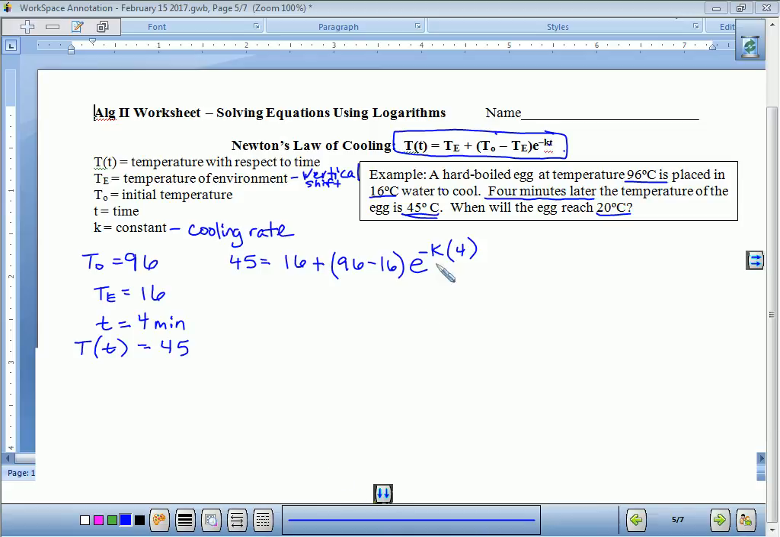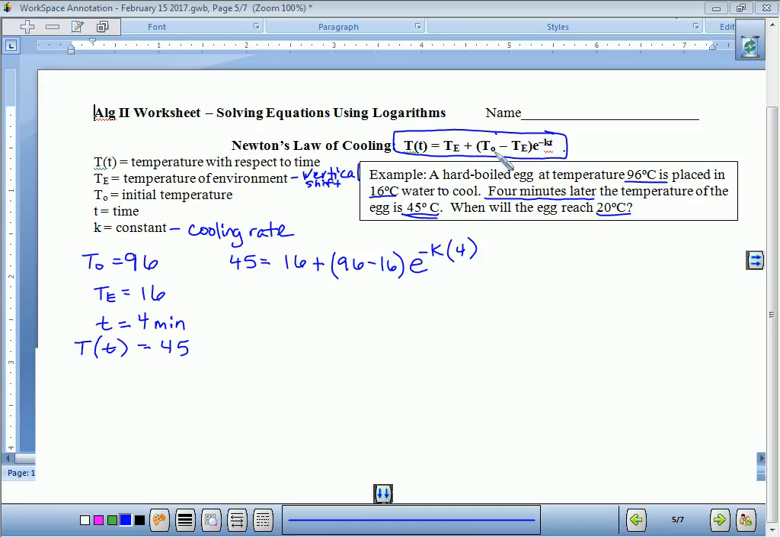Okay, so I started teaching before I started recording, so I'm going to fill you in. We have read the example. We have identified the parts here. This is Newton's law of cooling. So T of t is the temperature with respect to time. T of E is the temperature of the environment, which also acts as our vertical shift.